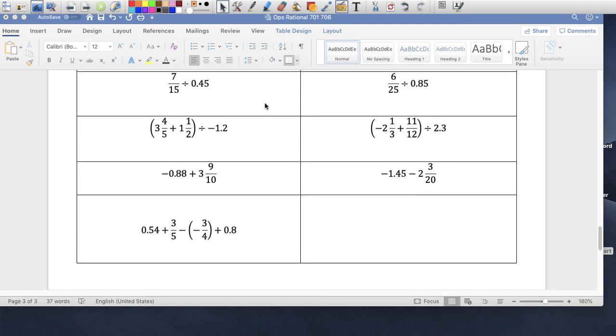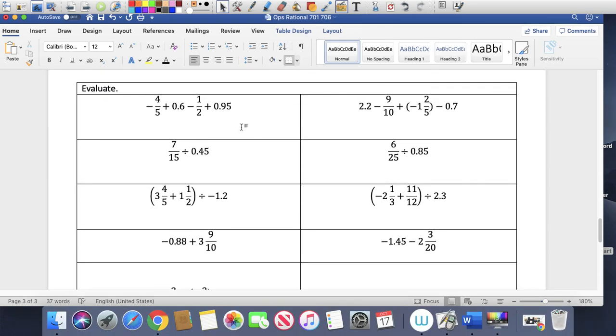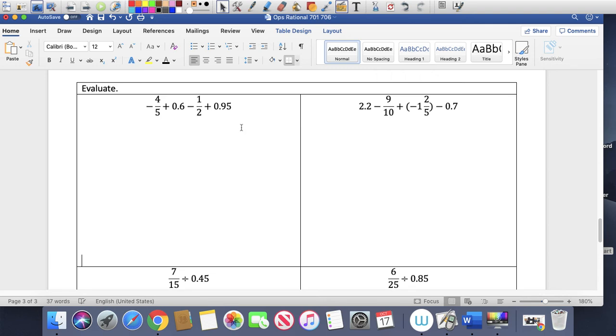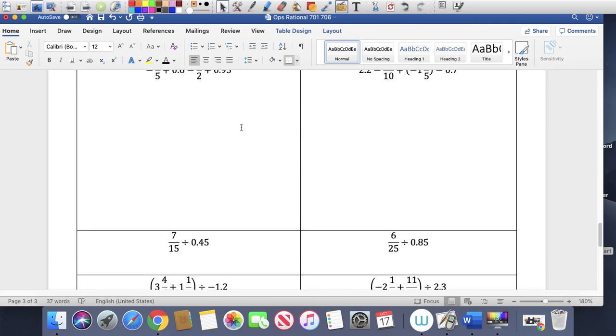Evaluate. Ugh, yuck. Really? This is going to be... Well, it's not that bad. So here's the thing, though. I hope you're getting, I think, little hints that I'm trying to give you.